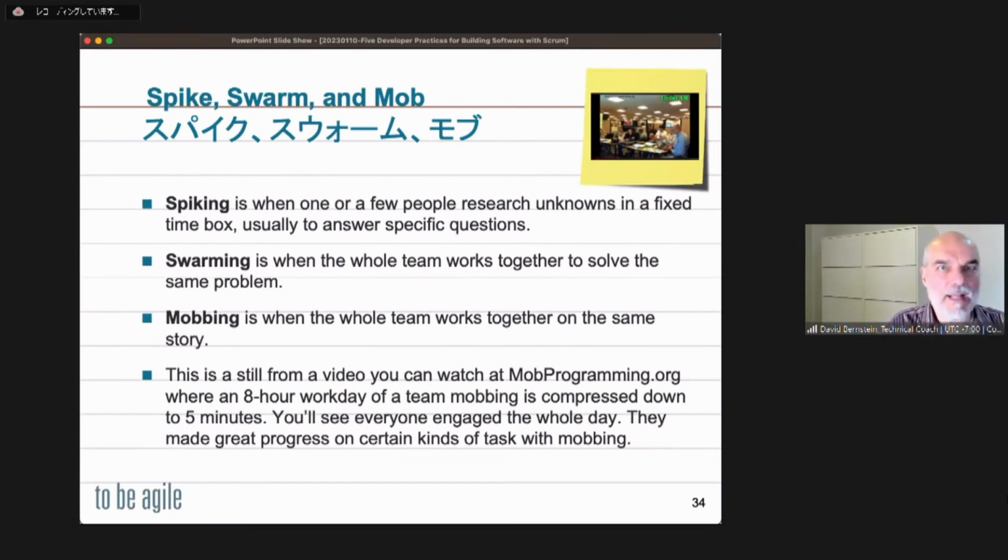And in a spike, we say how long it's going to take and what questions we want to get answered. And at the end of that little time box, we see if we actually accomplished what we intended to, or if we need to answer other questions. When the whole team does this and works together, because maybe there's some showstopper bug, like the CI server is down, then we call that swarming, when everybody on the team works on it. And when everybody on the team works on it all the time, we call that mobbing. And mobbing is a very, very powerful practice.